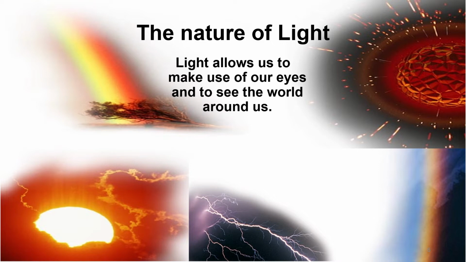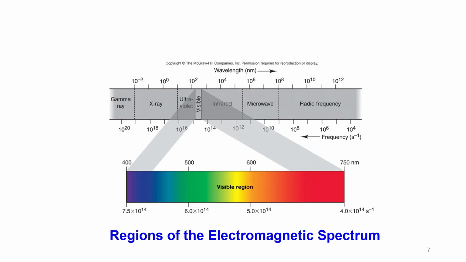So let us look. What is the nature of light? Apakah dia sifat-sifat semula jadi bagi cahaya? Light allows us to use our eyes to see the world around us. Dengan cahaya yang membolehkan kita melihat di sekeliling kita menggunakan mata. Jadi cuba kita tengok dekat sini. Di sini ini adalah wavelength, and then we have a few types of light. Kita ada beberapa jenis cahaya.